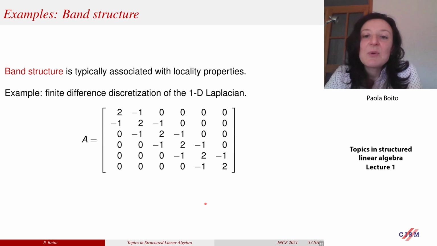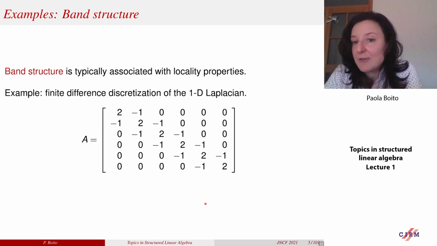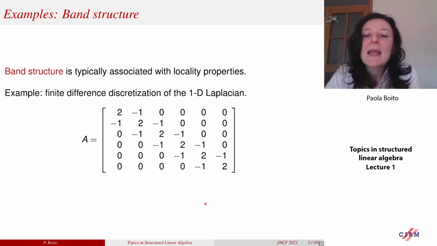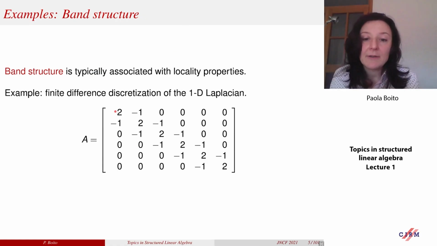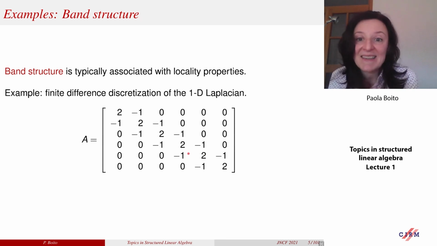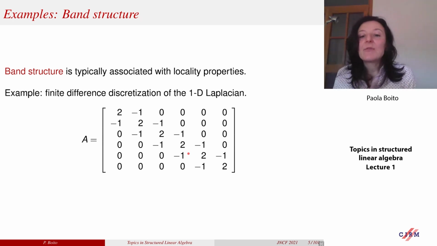So as we were saying, band structure is a classical example of matrix structure. Here we have a well-known example, which is the finite difference discretization of the one-dimensional Laplace operator, so the second derivative. This is a tridiagonal matrix. So it only has non-zero entries whenever the absolute value of the difference between the indices of the entries is 0 or 1. And band structure is typically associated with locality properties.